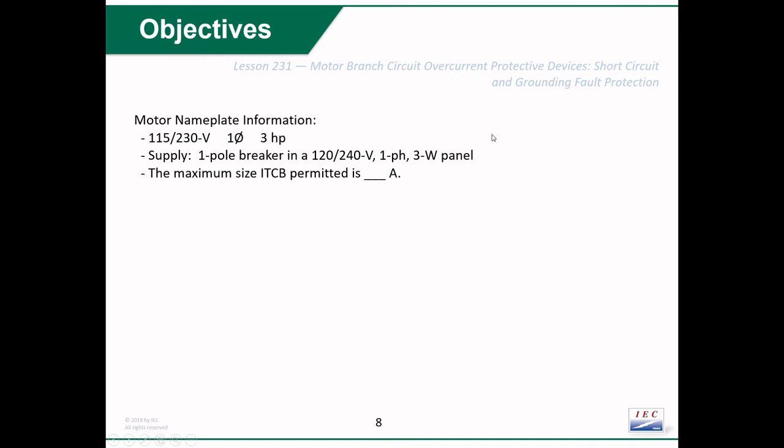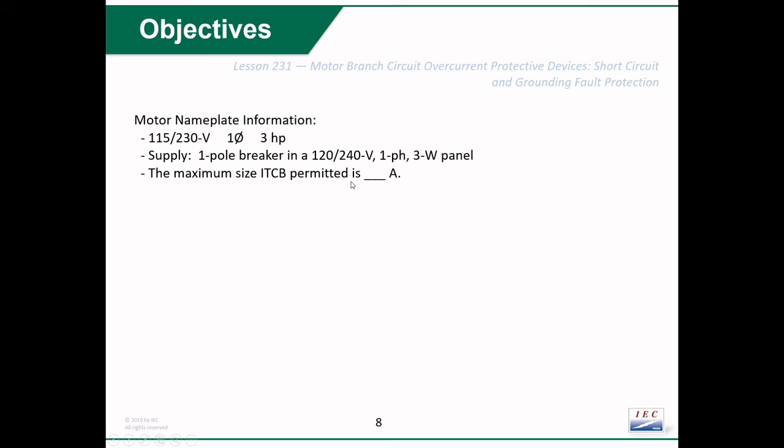For our next example, here's an example with some motor nameplate info. Let's say it's 115/230 volt, single phase, 3 horsepower. It's supplied by a 1-pole breaker in a 120/240 panel. Maximum size inverse time circuit breaker permitted is blank amps. So it's up to us to determine how many amps we need. ITCB, inverse time circuit breaker.